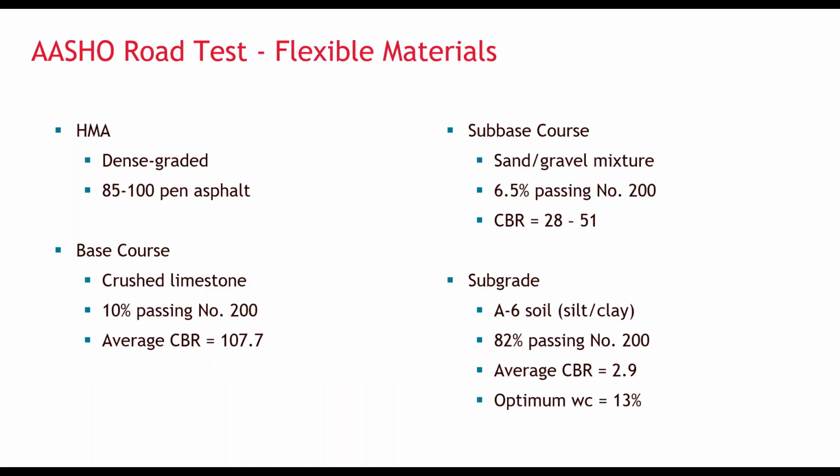There were two parts to the test: rigid pavements using Portland cement concrete pavement, and asphalt or flexible pavements. Here you see some examples of what was used in the flexible part of the test. They used dense graded hot mix asphalt, 85 to 100 pen.